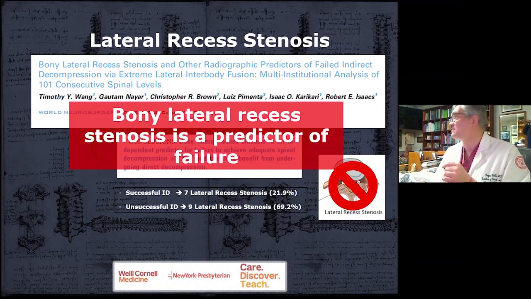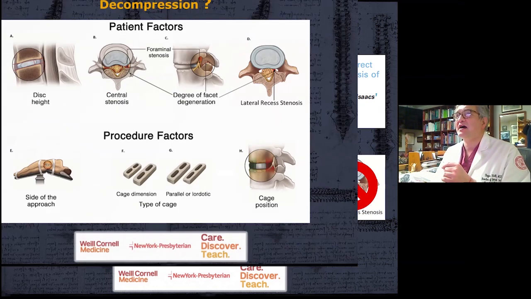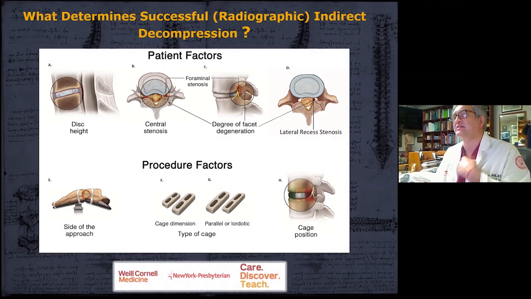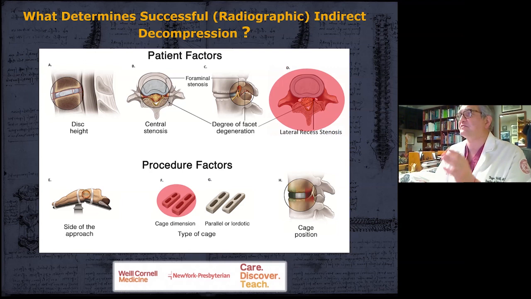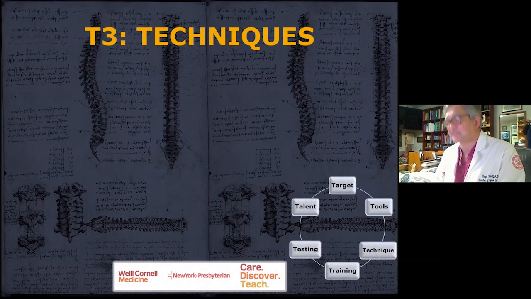Okay, so summarizing now, I'm almost at the end of my presentation here. The factors that really make a difference in terms of predicting the success or the failure of indirect decompression is the width of the cage, which you should try to maximize. And then you should be careful in patients who have symptomatic severe lateral recess stenosis. In those patients, you may also want to consider going in and doing a direct decompression, because indirect decompression alone may not really be successful.